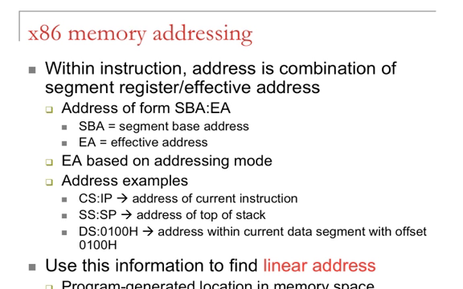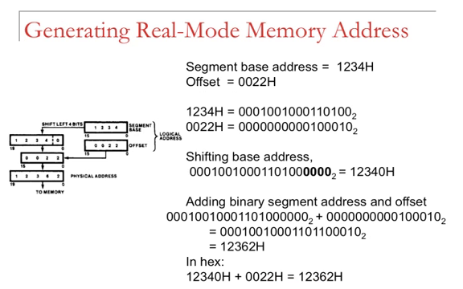Okay. So we're going to use this information to find the linear address, which is the program-generated location in the memory space. In real mode, the linear address is the same as the physical address. That's 20 bits. That's what we need to use to find the actual data in the memory chip.